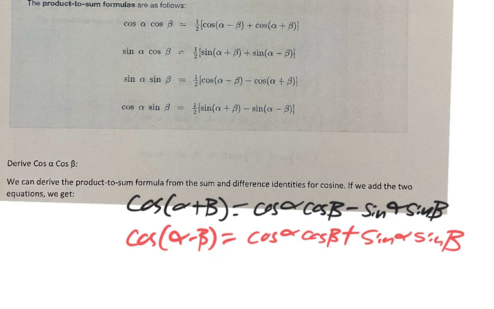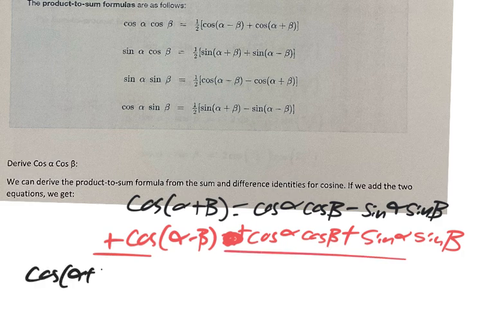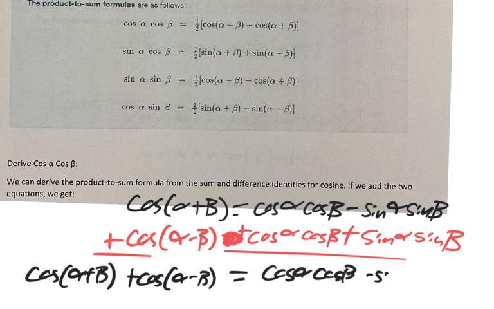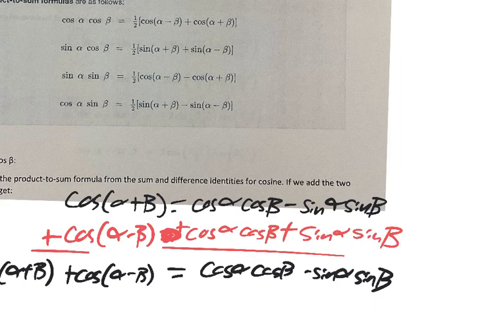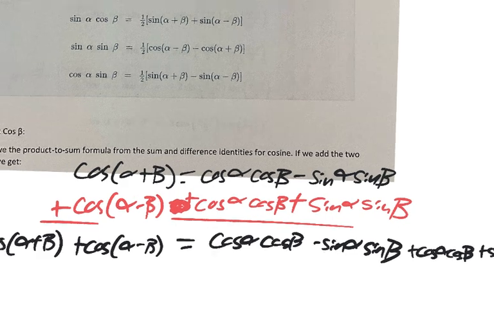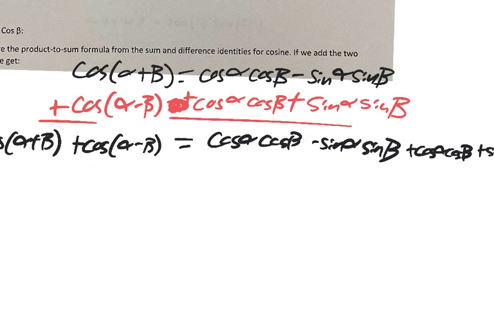So if I add this, forget the equal to symbol between it, just pretend like we're adding this to both sides. That would give me cosine of alpha plus beta plus cosine of alpha minus beta equals cosine alpha, cosine beta minus sine alpha, sine beta, plus cosine alpha, cosine beta plus sine alpha, sine beta. I literally just wrote all 4 of those terms. Can y'all see that good enough? I know it's getting kind of squished.